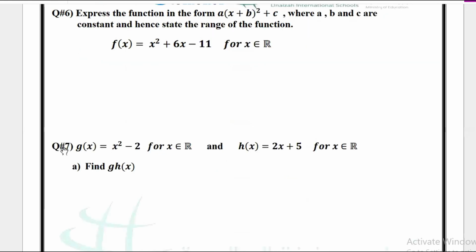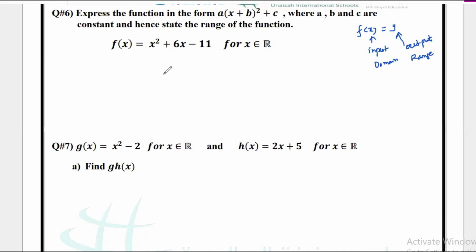Next, question number 6: express the function in the form a bracket open x plus b bracket close whole squared plus c, where a, b, and c are constants, and hence state the range of the function. So remember, if we have f of x is equal to y, then this x represents the input or domain, and the answer y that comes out is basically the output, or we say range. So here the domain is x belongs to the real numbers, and we are looking for the range.